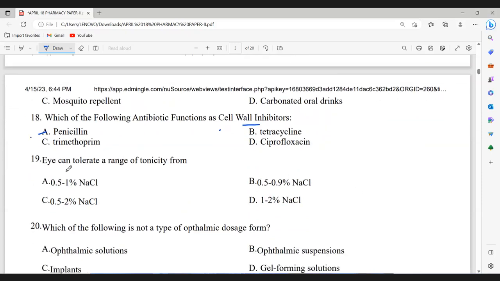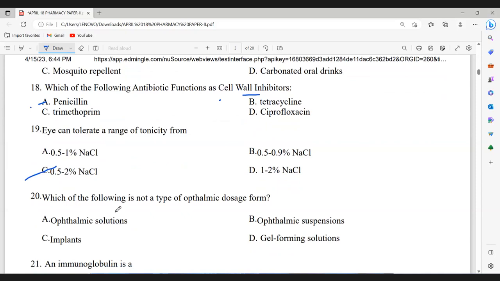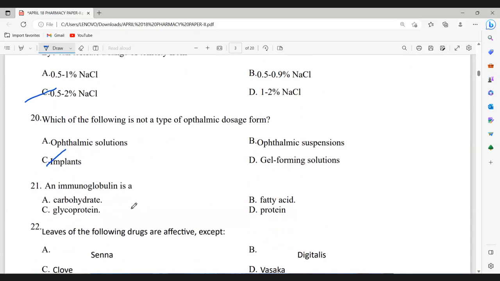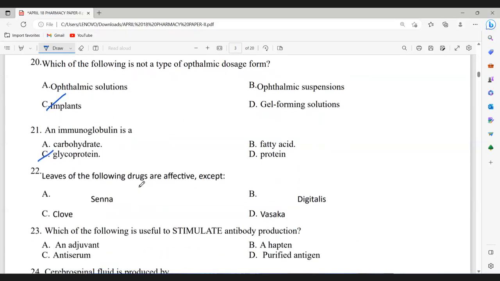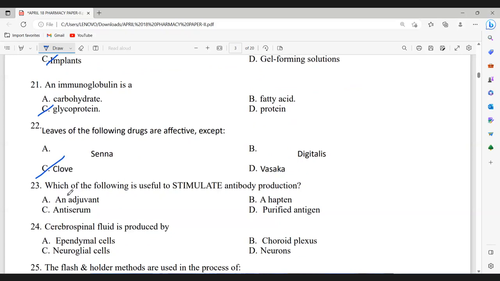Then 19th, a range of tonicity that eyes can tolerate, is a direct question, that is 0.5 to 2%. Which of the following is not a type of ophthalmic dosage form? Direct question: implant. Then an immunoglobulin is an antibody, a glycoprotein. Then leaves of the following drugs are effective except, this is direct question 23. Sorry. That is clove. Then 23. Which of the following is useful to stimulate the antibody production? Stimulate the antibody production means hapten. Sorry, adjuvant. But I need the answer from you.